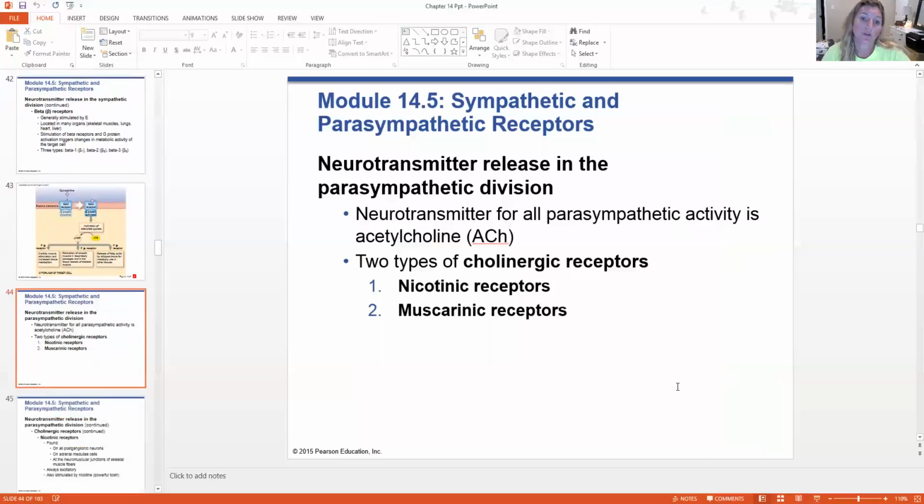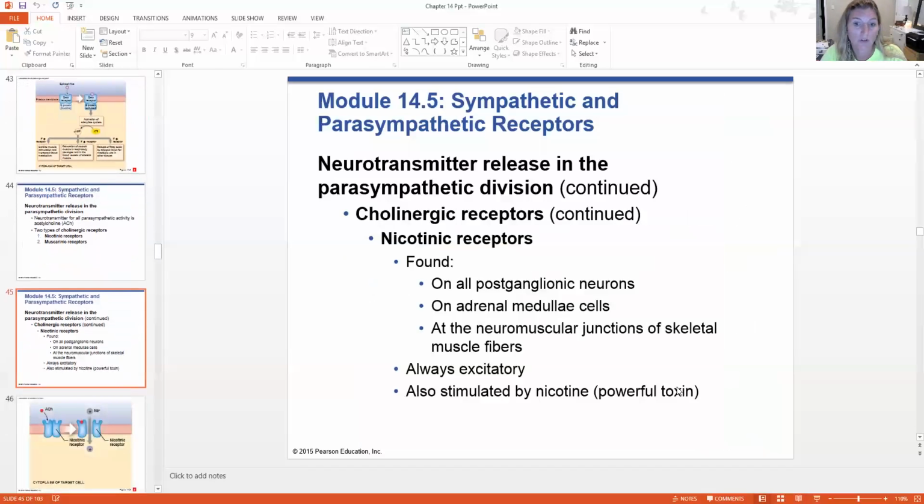There's also different neurotransmitters in the parasympathetic division. So sympathetic uses epinephrine and norepinephrine with the alpha-1, alpha-2, beta 1, 2, 3 receptors. Parasympathetic uses acetylcholine. These are called cholinergic receptors, and there's 2 types. There's nicotinic and muscarinic. Nicotinic receptors are found in all postganglionic neurons. They're found on the adrenal medullae, and they're found in all neuromuscular junctions of skeletal muscle cells. They're always excitatory, and they're stimulated by nicotine, a powerful toxin.